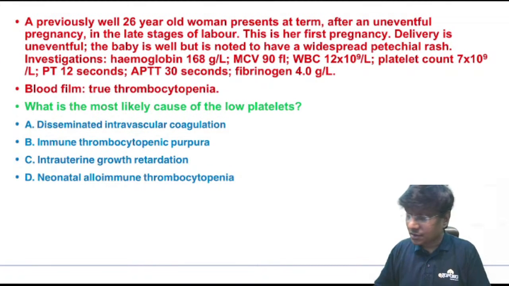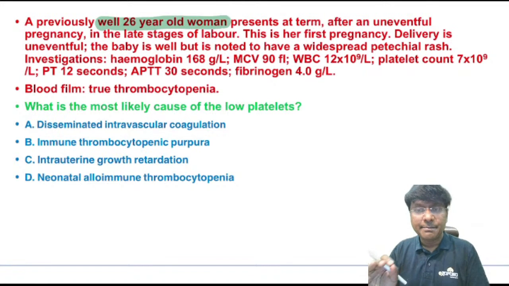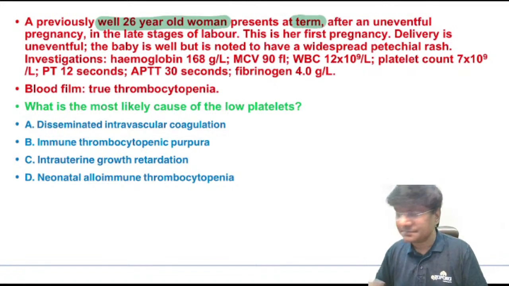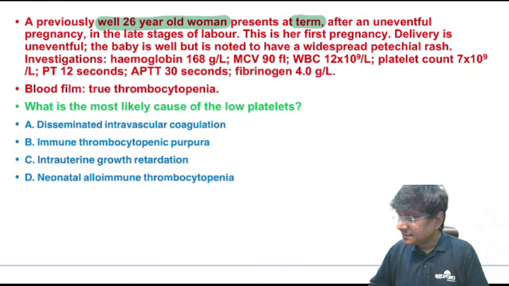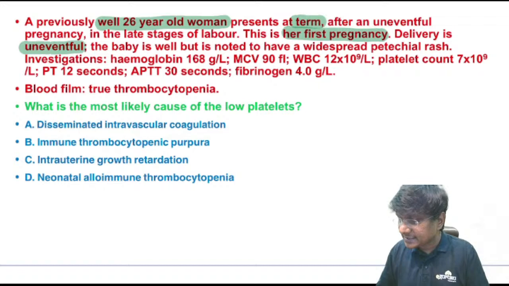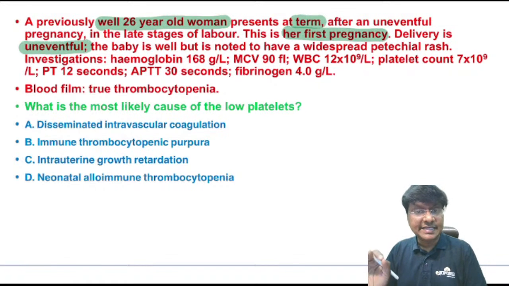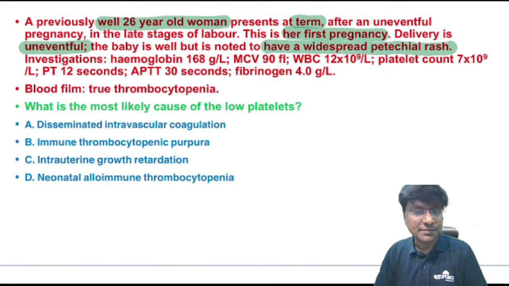A previously well 26-year-old woman presents at term after an uneventful pregnancy in the late stages of labor. This is her first pregnancy. Delivery is uneventful. The baby is well but is noted to have widespread petechial rashes.